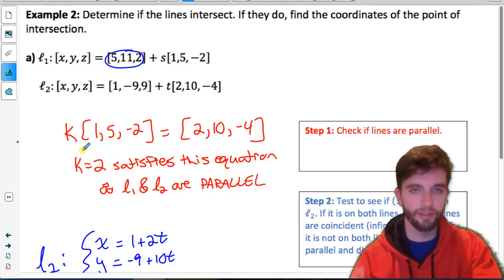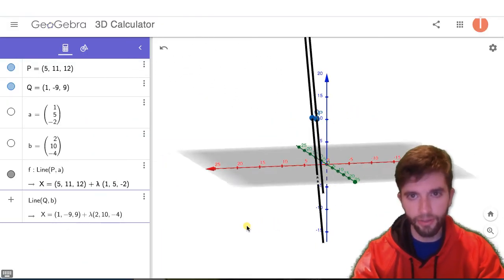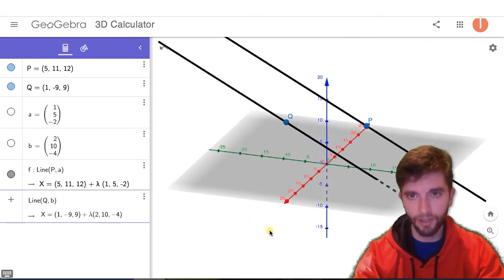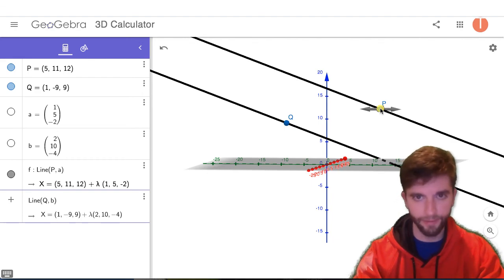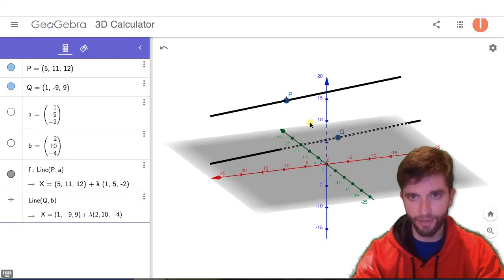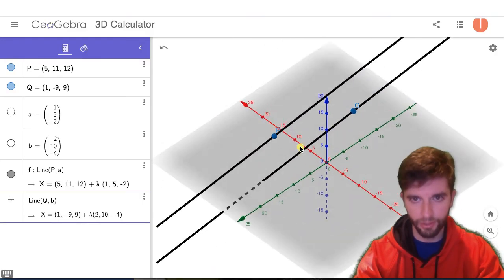And let me just show you what these lines look like in GeoGebra, just so we can verify what we found. Here are those two lines. Notice those lines, yes, are parallel, but the point from line 1, point P, point 5, 11, 2, is definitely not on line 2. So these two lines are parallel and distinct. They never cross. There is no point that those two lines share.